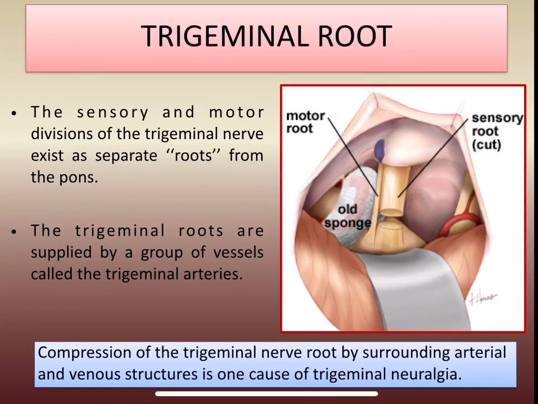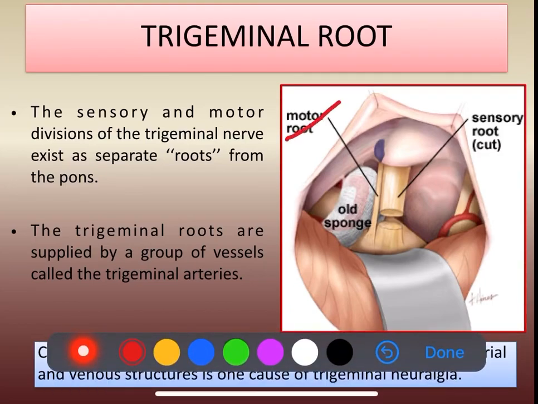So coming to the next part, the trigeminal root. This root again consists of the sensory and the motor divisions, which are seen as separate roots. As you can see in the picture, there are two separate roots. Okay, these are again supplied by a group of vessels which are called the trigeminal arteries. So you can give this small diagram if you want.